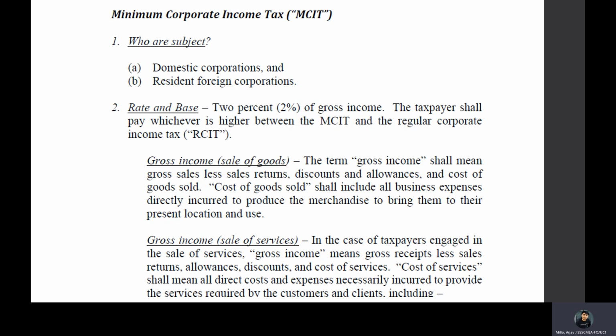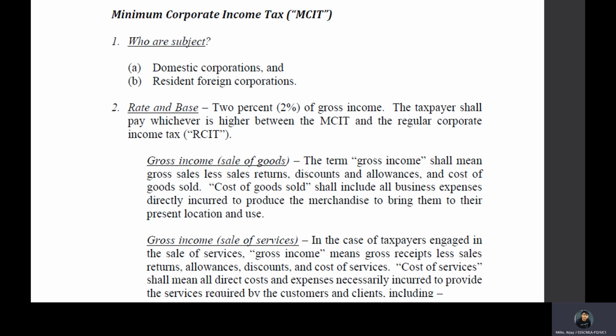Next is the minimum corporate income tax, or MCIT. So sino yung mga liable for minimum corporate income tax? So applicable siya kay domestic corporations and resident foreign corporations. The rate natin is 2% of the gross income.